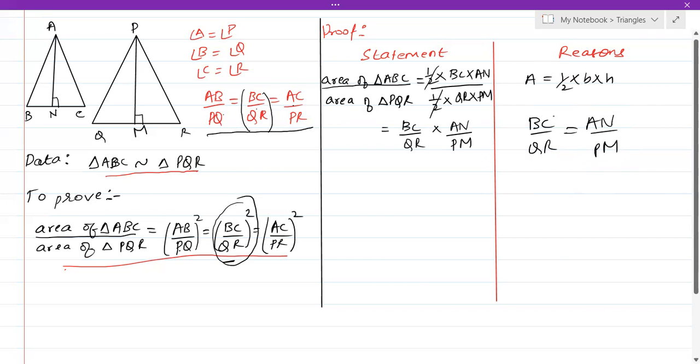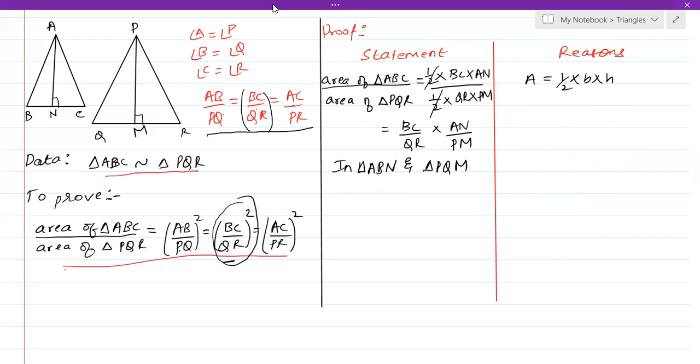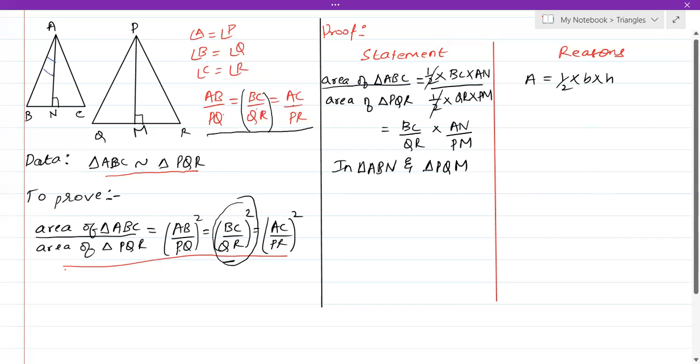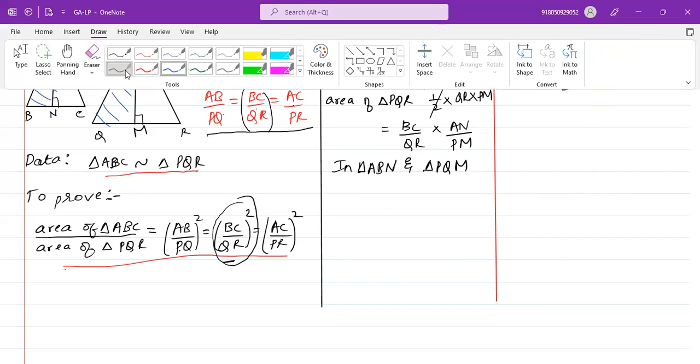For that, which two triangles should we take? Here we won't get a triangle, so let's do it in another way. Let's take the triangle ABN and triangle PQM. Let me shade those two triangles. That is this triangle and this triangle. Let's try to prove these triangles are similar.